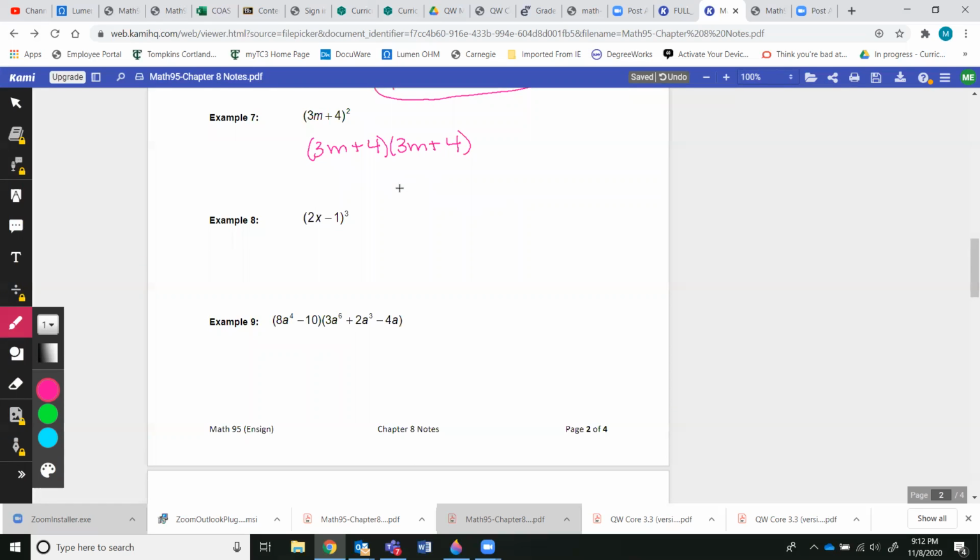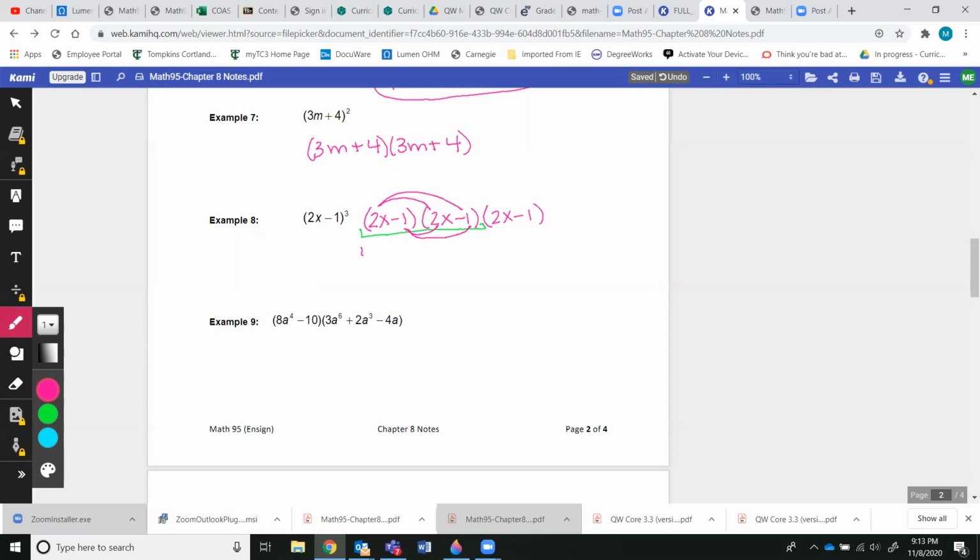When I have something to the third power or the fourth power or whatever power it is, I'm going to take that term, multiply it by itself 3 times. So I can only actually do the multiplication 2 at a time though. So I'm going to choose 2, multiply them first, and then multiply that answer by the third one. So again, I'd be multiplying first term and this one by each of those, and then the last term in this one by each of those.